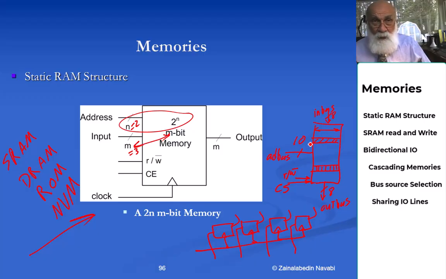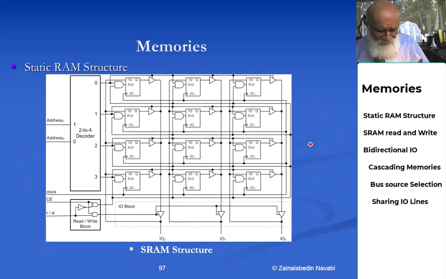When read-write bar is 1, the memory is being read from, so the input-output lines become output. When the read-write bar is 0, that means the memory is being written into, and therefore the input-output lines are treated as input to the memory. And this is the situation here.